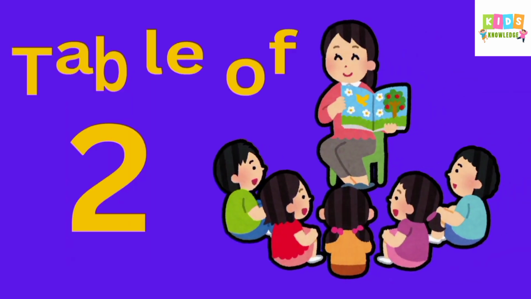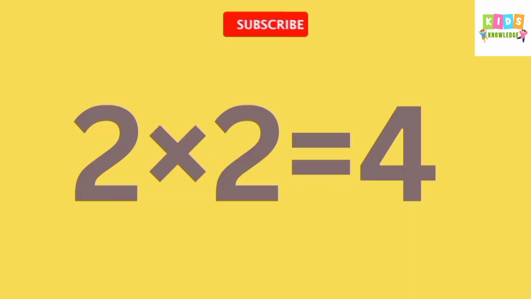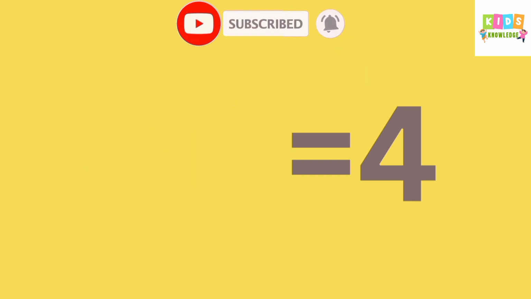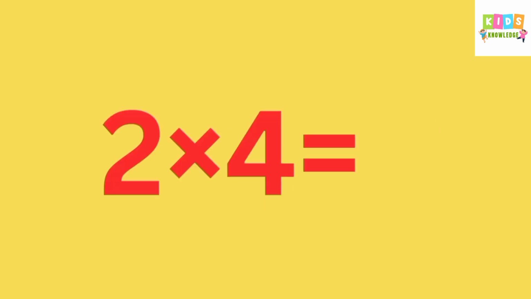Hello kids, today we are learning the table of 2. Now let's start. 2 ones are 2, 2 twos are 4, 2 threes are 6, 2 fours are 8.